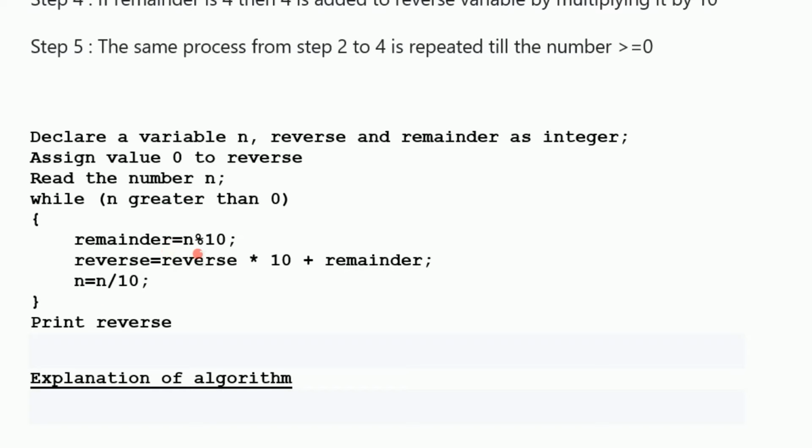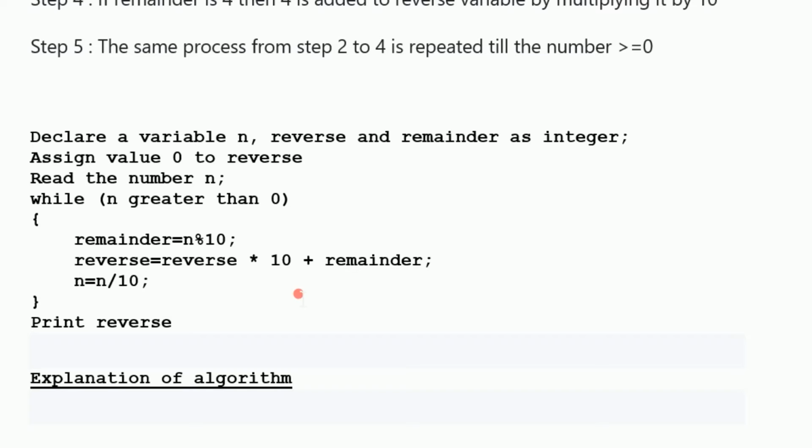Again the process continues. The remainder is 1 2 mod 10, so it takes 2 as the remainder. Reverse equal to reverse into 10: 43 is already there, multiplied by 10 it will be 430, plus the remainder 2 gives 432. Again n equal to n by 10: 12 divided by 10 gives 1. Again it goes, and the remainder is 1 here.